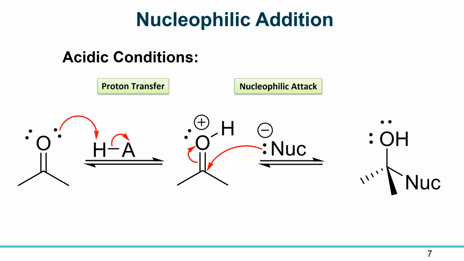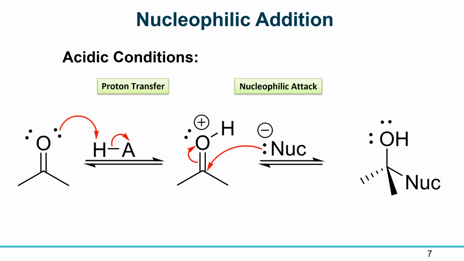Under acidic conditions, the general nucleophilic addition steps are reversed. First proton transfer occurs, where the carbonyl oxygen lone pair acts as a base and abstracts a proton from the generic acid HA. We can show this with the curved arrow starting at the lone pair of the carbonyl oxygen and ending at the proton of the generic acid HA. This causes the sigma bond between H and A to break, and those electrons move on to the atom that was bearing the proton, A.